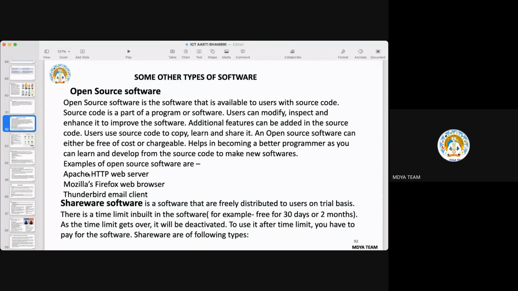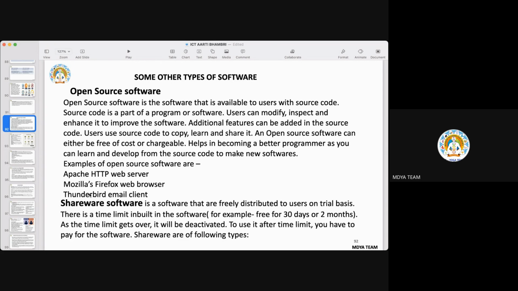So all these things written here, the browsers, various web servers, or the Thunderbird email client, or various softwares, are made in a high level language. That's why they are source software.